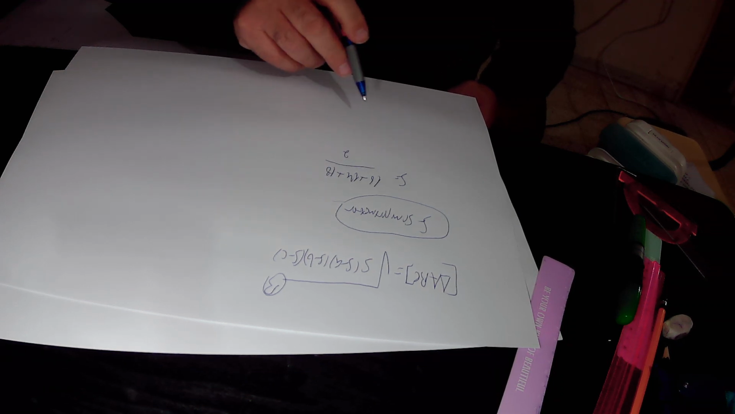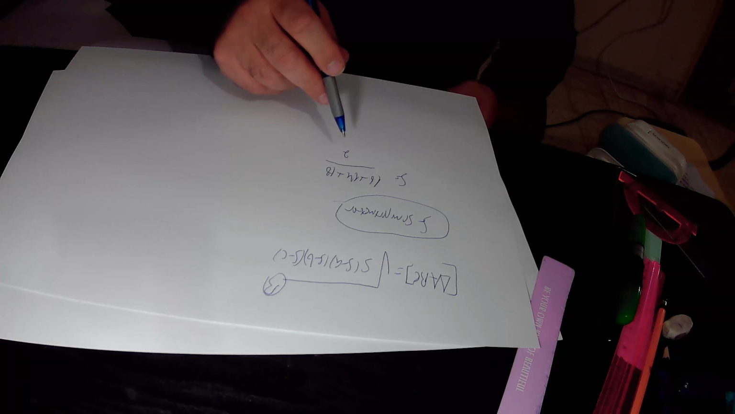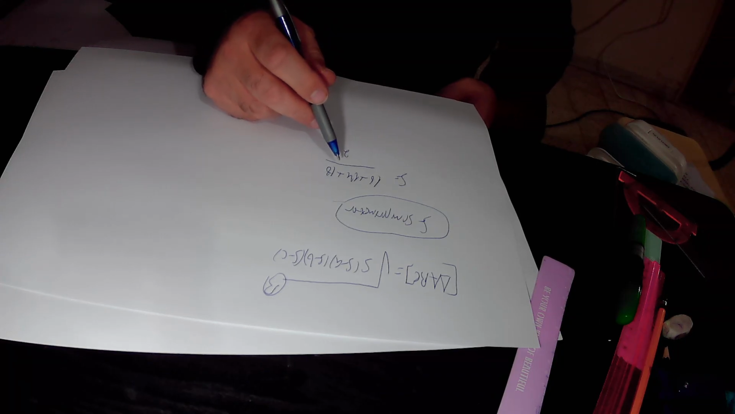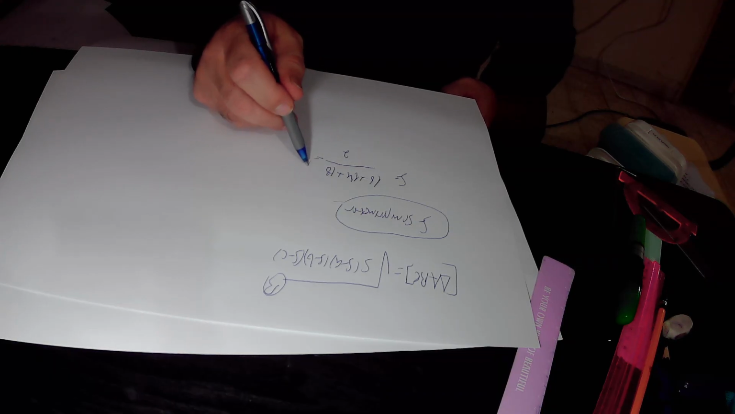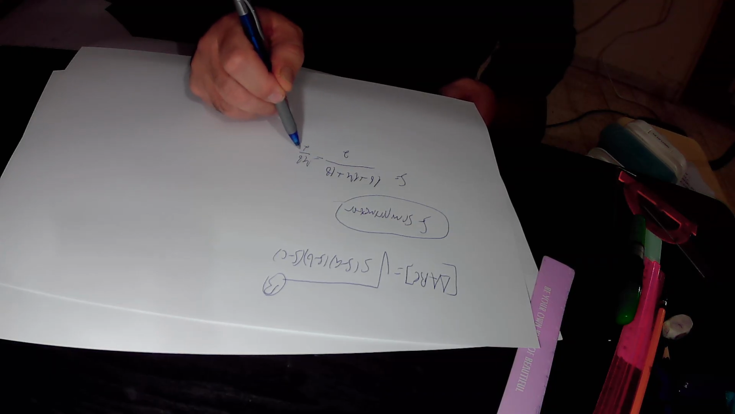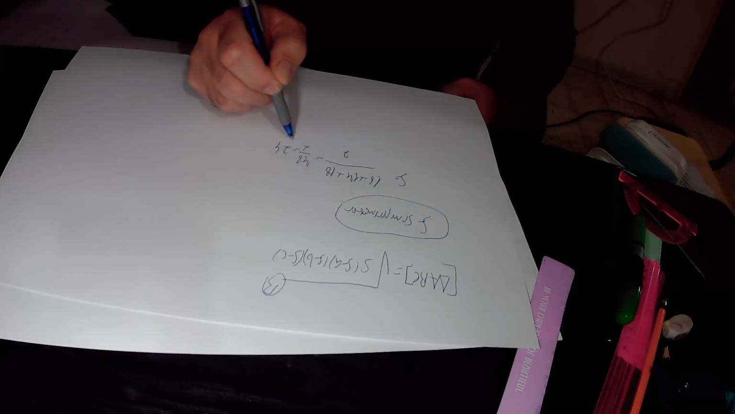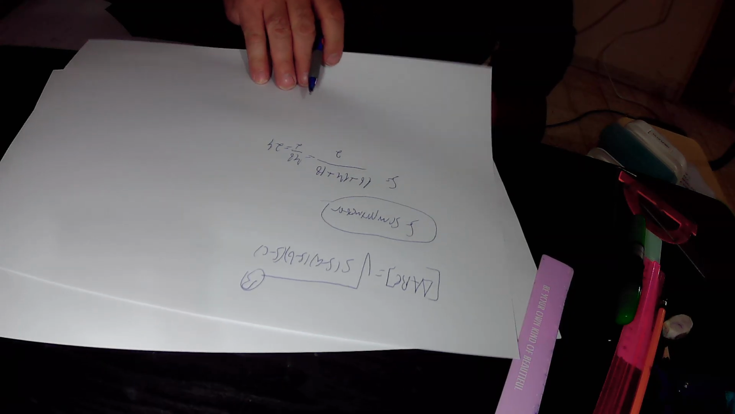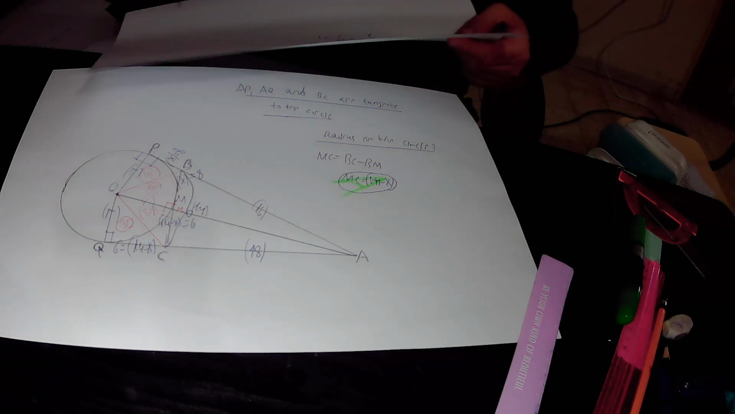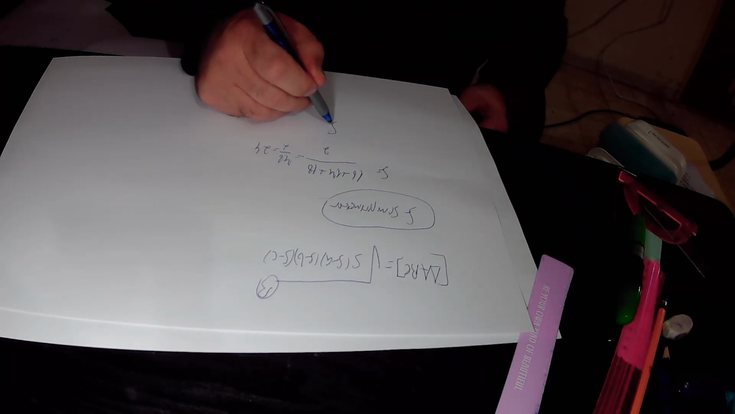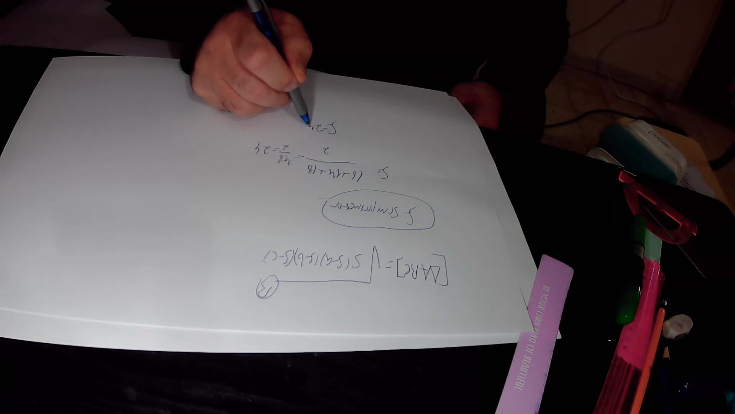So the semi-perimeter of triangle ABC equals 16 plus 14, that is 30. 30 plus 18 is 48, over 2. 48 over 2 is 24. So in total, we found out that the semi-perimeter of this triangle ABC is equal to 24 units in length. S equals 24.